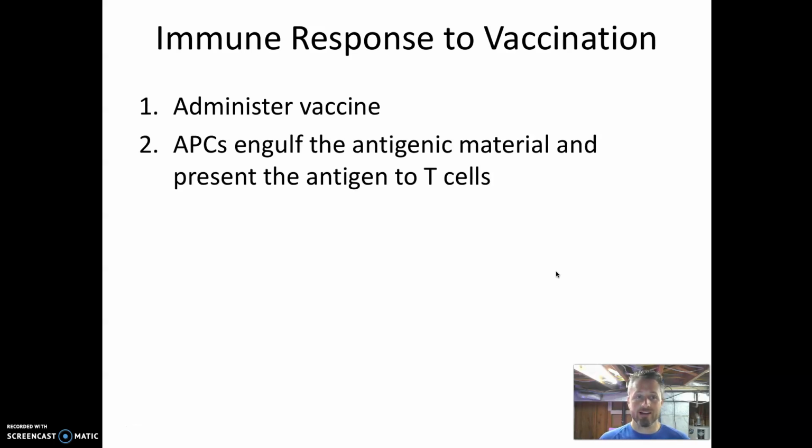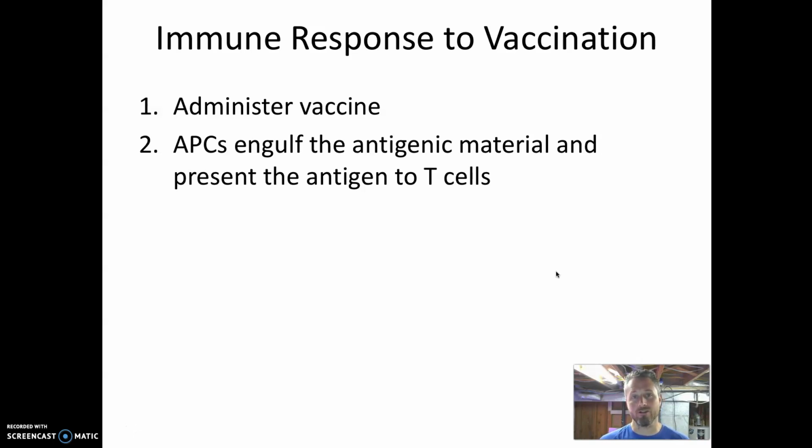The very next step is that our APCs, those antigen presenting cells, engulf that antigenic material, whether it's the entire cell or virus that's been killed, the entire cell or virus that has been weakened or attenuated, or just those antigenic molecules. The APCs engulf that stuff, they save the antigen, and they present that antigen to our T cells. So we know this stepwise process. APCs first, T cells second.